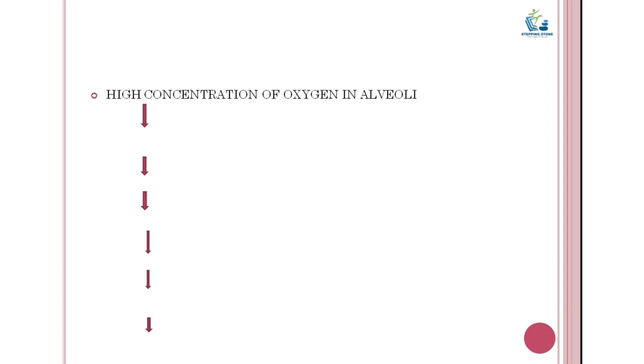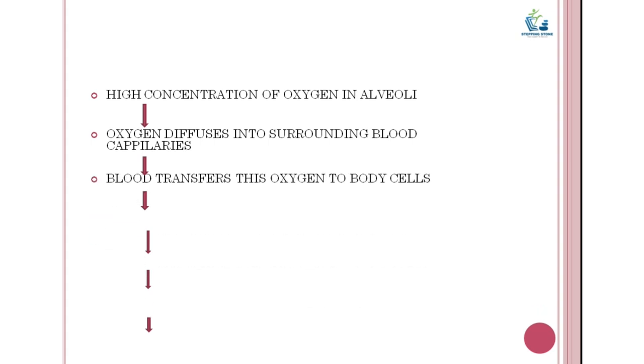We have seen that when we breathe in, our lungs are filled with oxygen, and the alveoli present in the lungs have a high concentration of oxygen at this point. There are blood capillaries surrounding the alveoli, and the oxygen concentration in the blood capillaries is low. Hence, diffusion of oxygen from the high concentration region in the alveoli to the low concentration region in the blood capillaries takes place. In this way, oxygen reaches the main bloodstream. Now blood transfers this oxygen to the body cells.